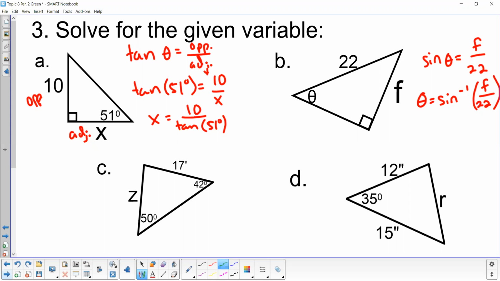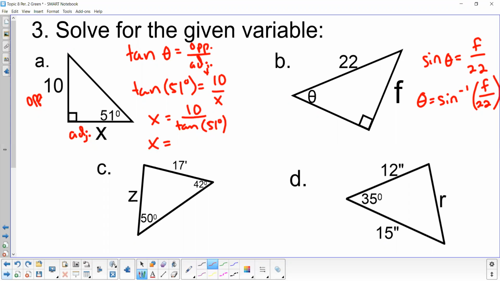Okay, so there's the first couple. Because I've got right triangles in those first two, and I know enough information, I can do sine, cosine, or tangent. So in that first one, because I've got the opposite side, I've got theta, I need to find the adjacent. Tangent is opposite over adjacent, so I use tan. It's going to be 10 over tan 51. So I'm guessing you got something a little bit less than 10, maybe 8 and change, 9 and change. What'd you guys get for that first one?